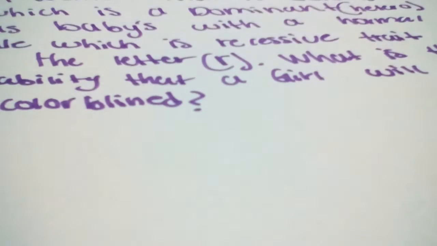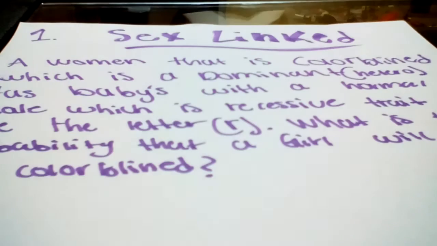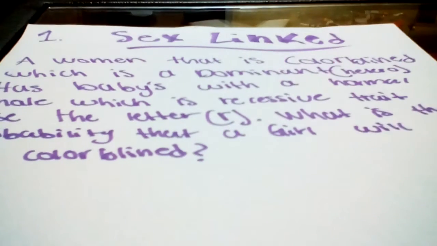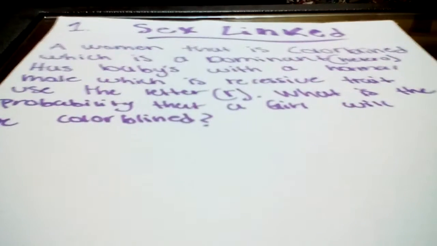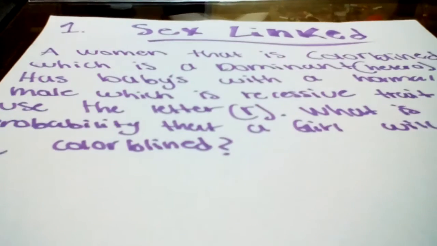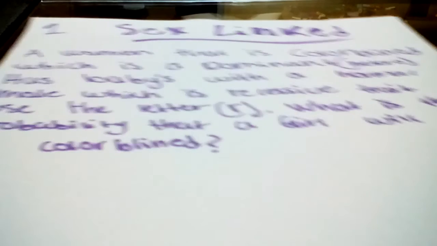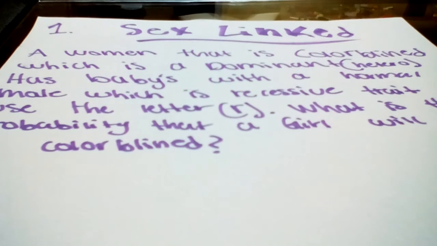Hello everybody, and today we're going to learn about genetics, sex-linked traits. So we have a first question right here. It says a woman that is colorblind, which is a dominant heterozygous, has babies with a normal male, which is a recessive trait. Use the letter R. What is the probability that a girl will be colorblind?